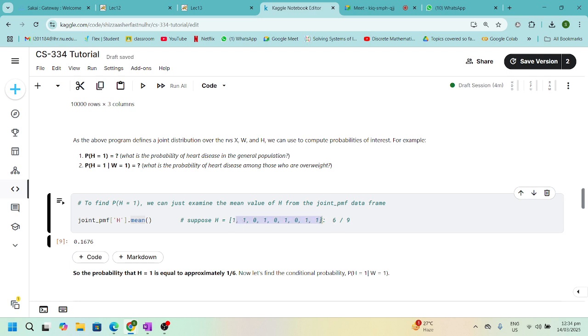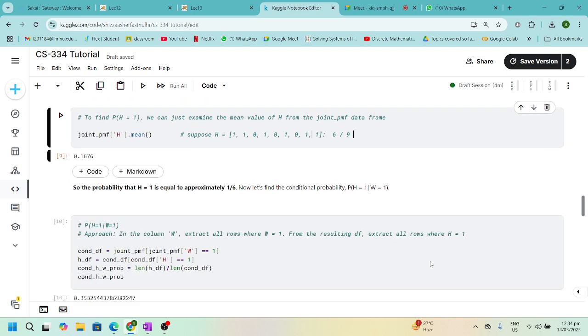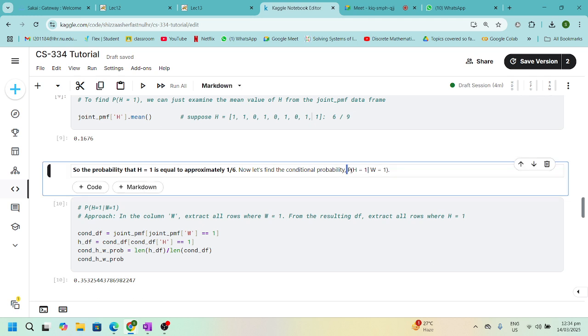Because with the mean, you essentially sum all these values and then divide by the number of values. When I sum them up, obviously it's going to give me the count of ones, because zeros have no impact on the sum. And then when I divide it by the number of values, that's obviously the length of H. Anyway, so now we know that the probability of people having heart disease in the general population is roughly 1 over 6. Next, we want to find the conditional probability of H equals 1 given that W equals 1. What exactly does this translate to? I want to find the probability of people having heart disease who are overweight.